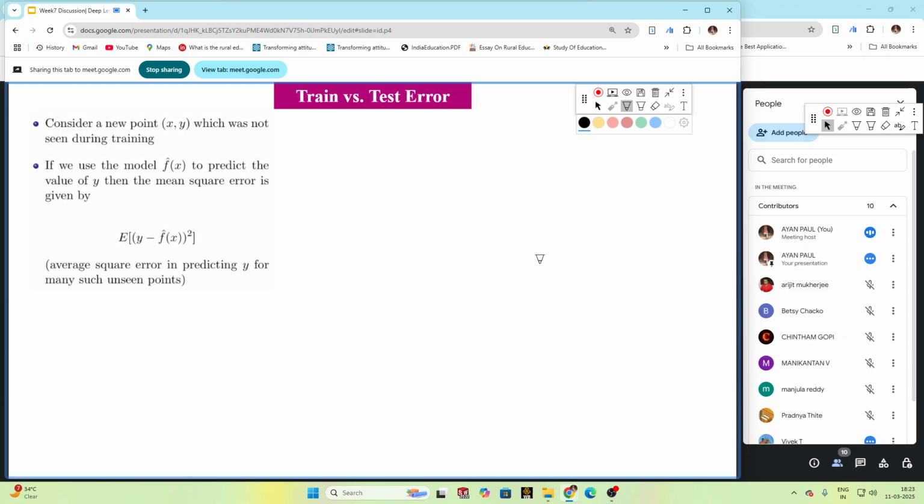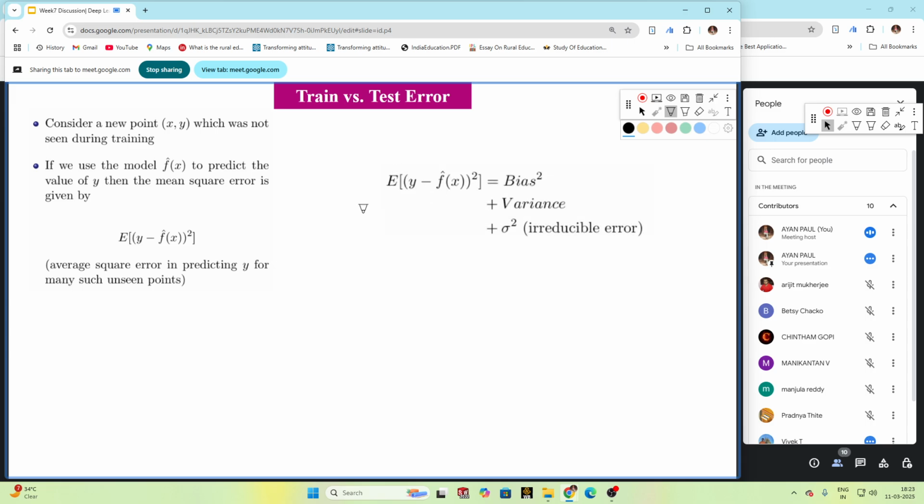Now we will see train and test error. In a neural network, we always divide the data set into two parts: the training instances and the test instances. Our main aim is to compute the loss. The loss is the difference between the true value and the predicted value. We are usually interested in the mean square loss, so we square the loss. And as we can test it for different instances of the data set, we take the expectation.